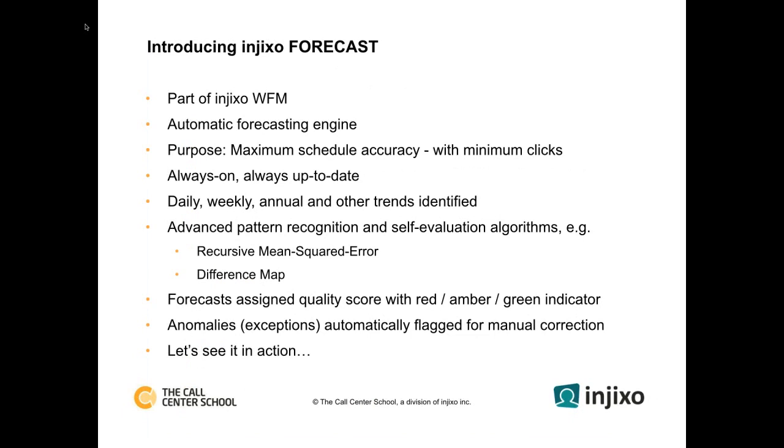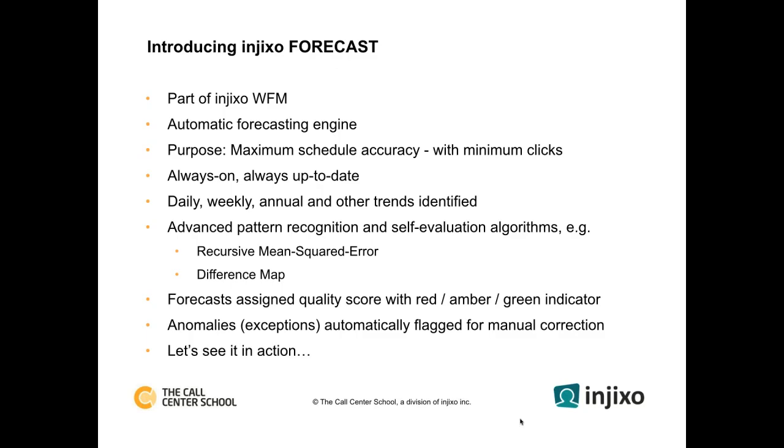It's looking at all the trends in your historical data, for as much as you have. And then it's a self-learning algorithm. As you can see here, we're using recursive mean squared error and difference mapping at the same time, so it's self-evaluating all the time. The only interface that you will need is when it analyzes its forecast accuracy, or highlights the actual quality of the forecast it's producing based on that history. And as you can see here, we mentioned the red, amber, green indicators, and it highlights the anomalies that could be bringing that quality score down.